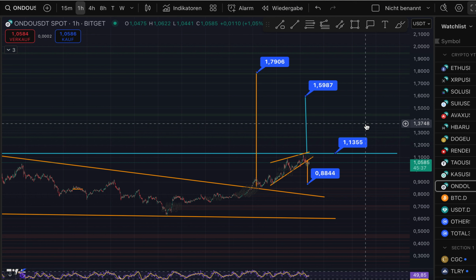Where do you get 40% just with ONDO, in my opinion, and with other coins if they break to the upside.